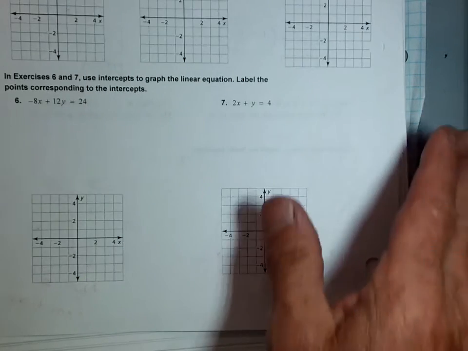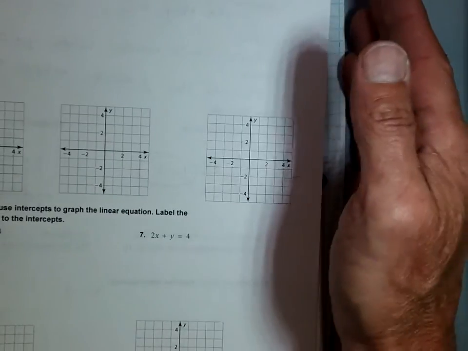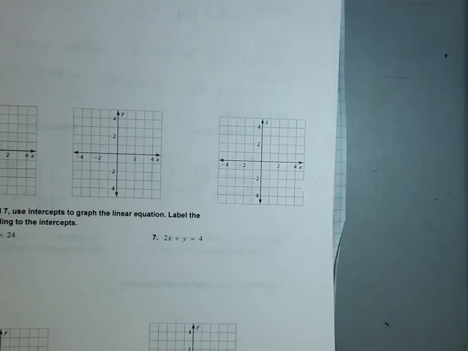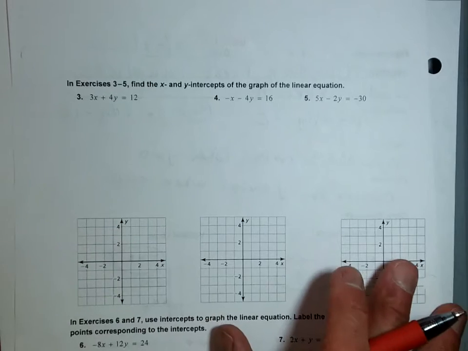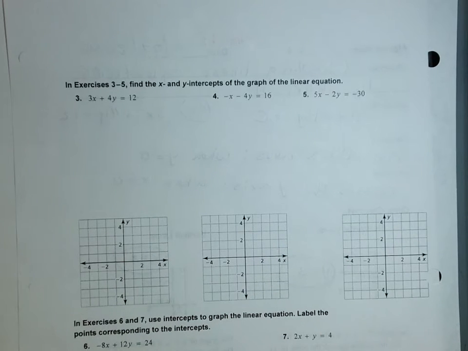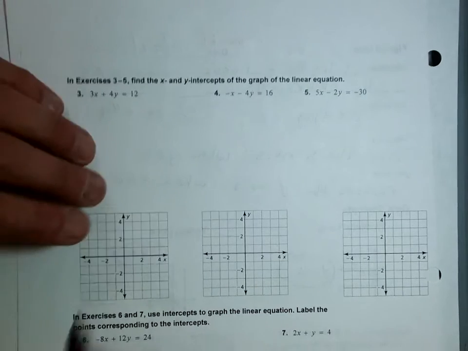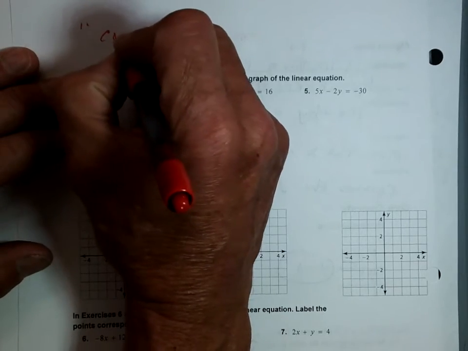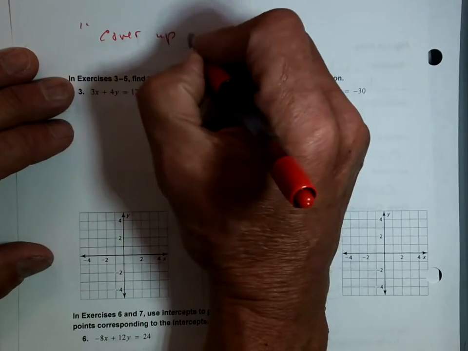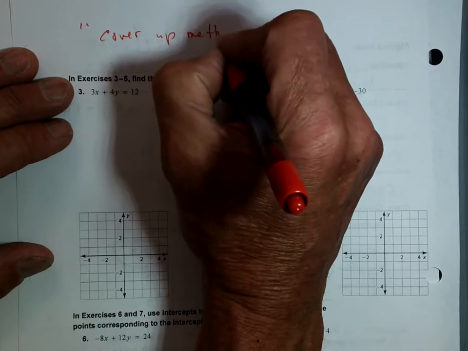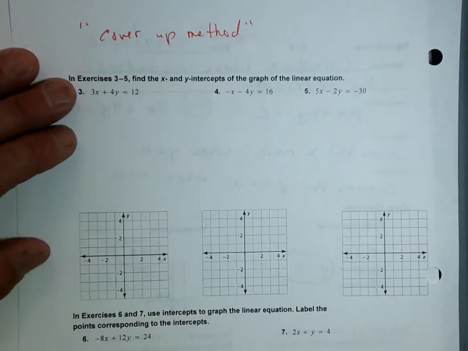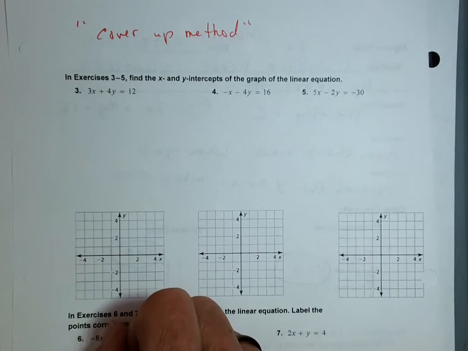All right, now, find the x and y intercepts of the graph. This is not difficult. First of all, I'm going to talk you through it, and then I'll show the work. For me, the easiest way is the cover-up. Let's see how easy this is. I call it the cover-up method. It's not very mathematical sounding, but it's so easy. Check it out.